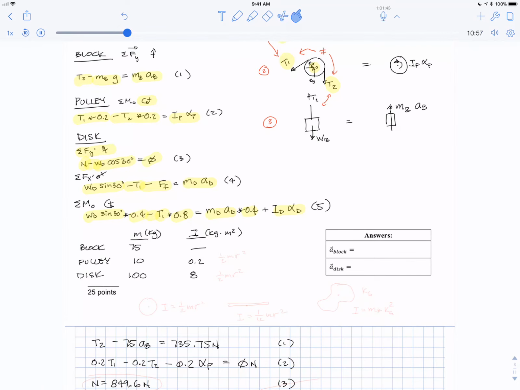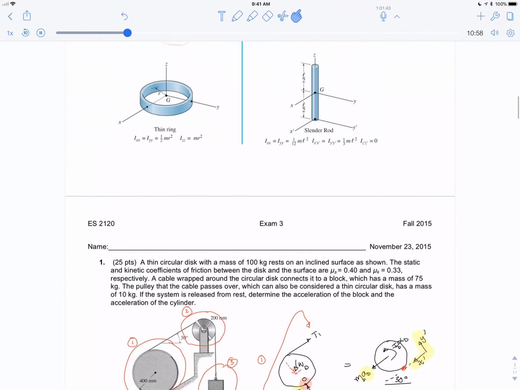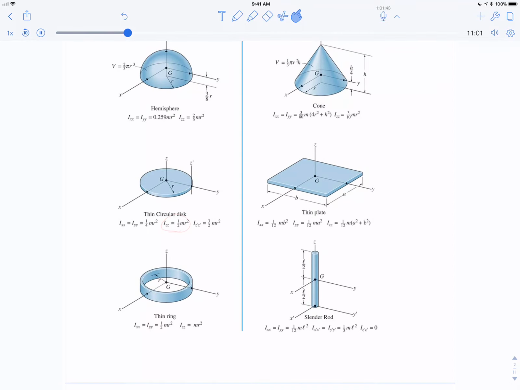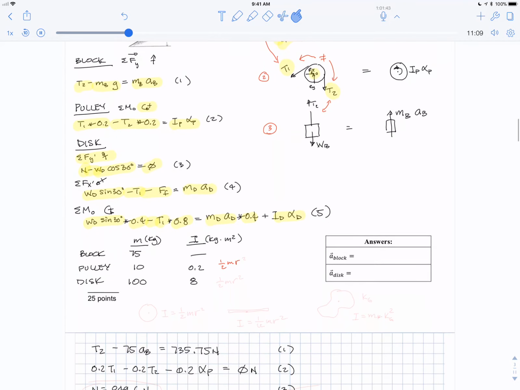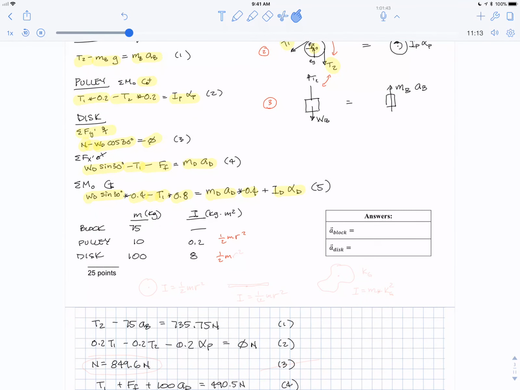So if you look back to the moment of inertia sheet, here we go. Polar moment of inertia is 1/2 mr squared. So this was just 1/2 mr squared, 1/2 mr squared. Okay, to be honest, I didn't actually look at that sheet. I have memorized these three. Circle: I is 1/2 mr squared.